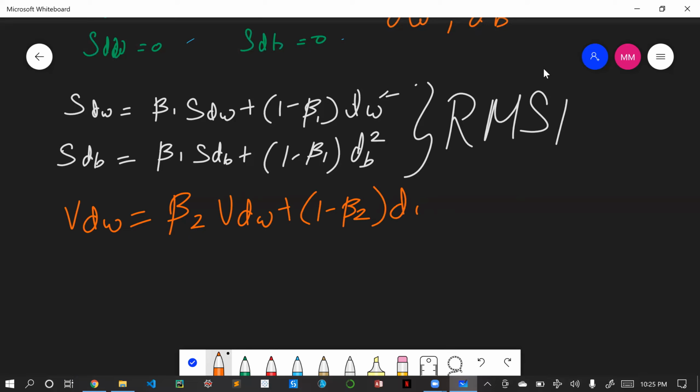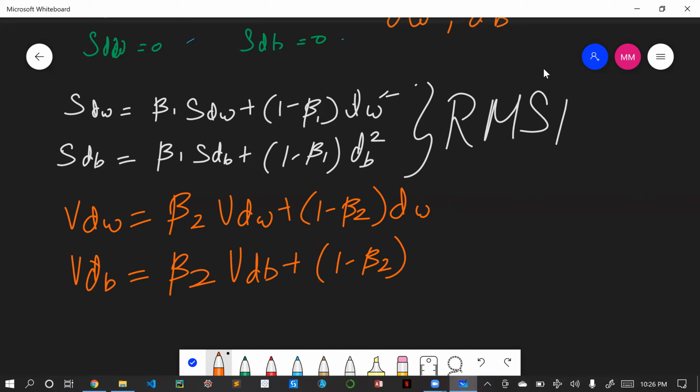Here we will be writing dW. So we will not be doing the square; we will just leave it as dW, the derivative of W. Then VdB is equal to, sorry, beta 2 VdB plus 1 minus beta 2 dB. Okay, this is for momentum.